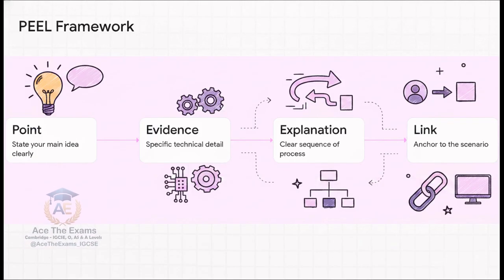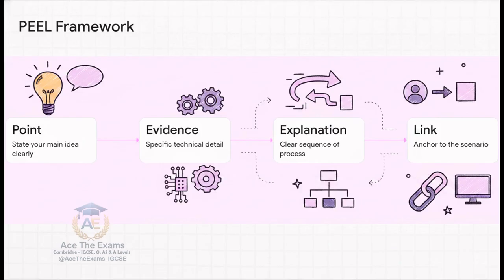Here's how it works. Step 1 is the point. You state your main idea clearly and directly. Step 2 is evidence. You bring in a specific technical detail or terminology straight from the computer science syllabus. Step 3 is explanation. You detail exactly how the process works in a clear, logical sequence that another learner could actually follow. And finally, step 4, which is honestly the most critical part, the link.